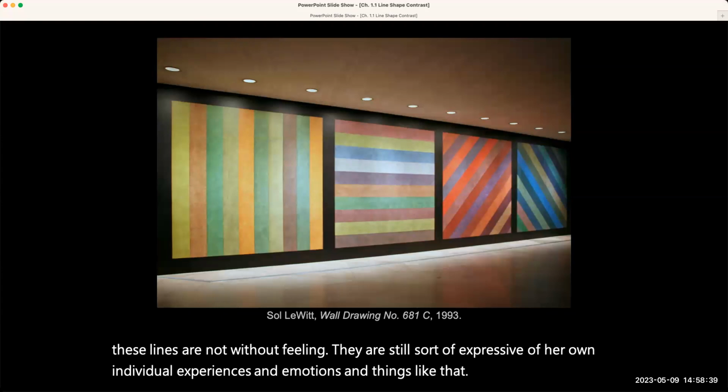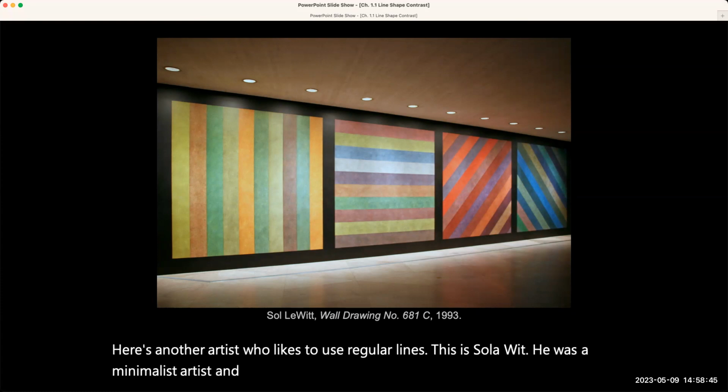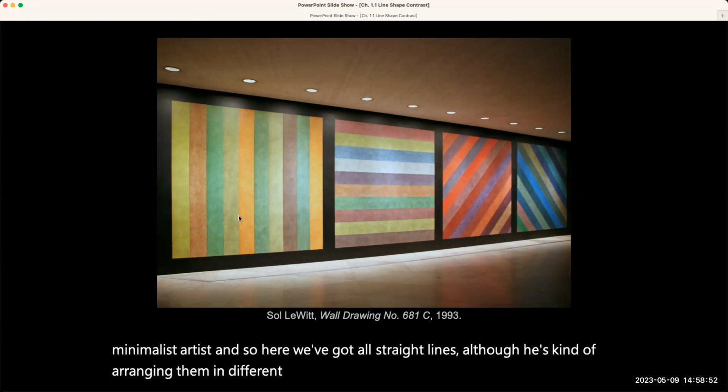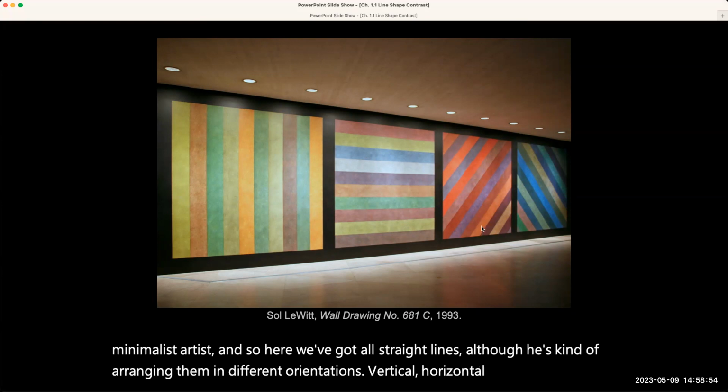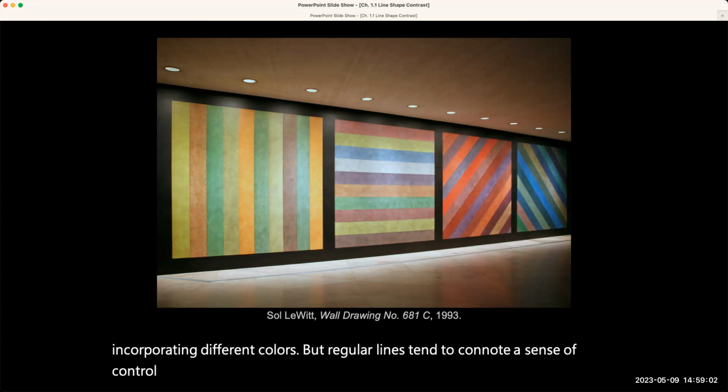Here's another artist who likes to use regular lines. This is Sol LeWitt, who's a minimalist artist. And so here we've got all straight lines, although he's kind of arranging them in different orientations, vertical, horizontal, diagonal, and then incorporating different colors. But regular lines tend to connote a sense of control, of rationality, or maybe of planning.